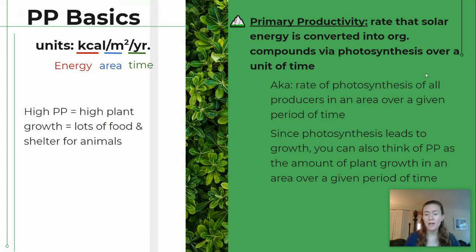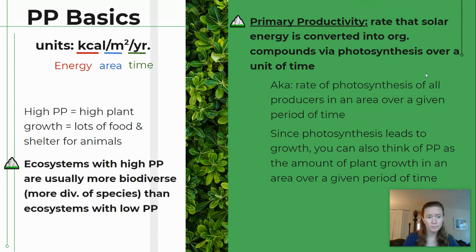So areas with high primary productivity, there's a lot of growth, therefore a lot of food and shelter for animals. Okay, so when you have a lot more energy in an area, you're going to have more biodiversity, so more diversity of species than areas with low primary productivity.